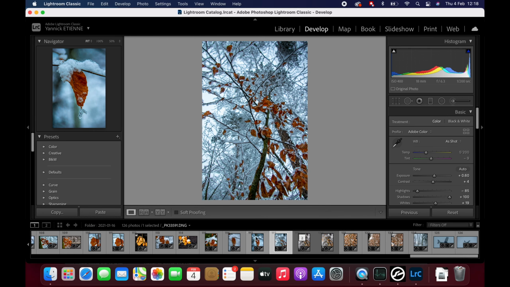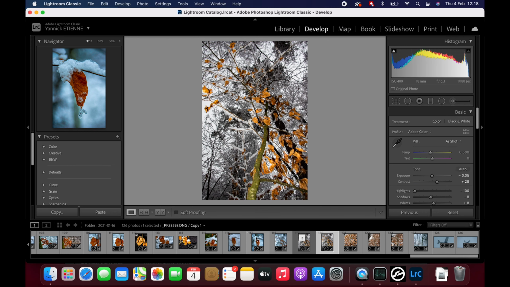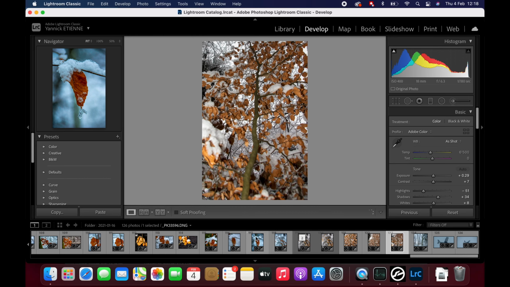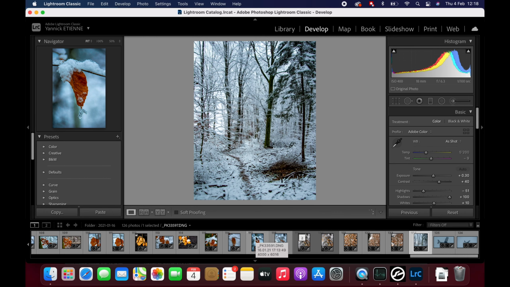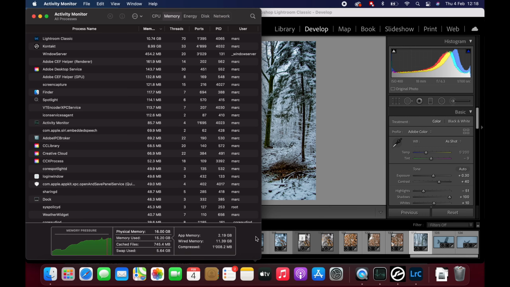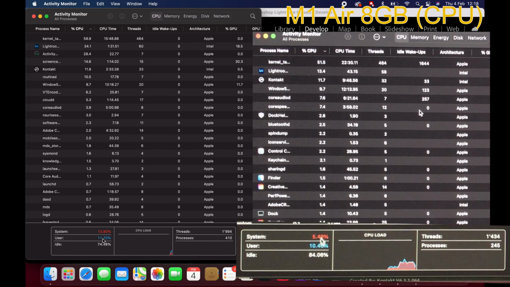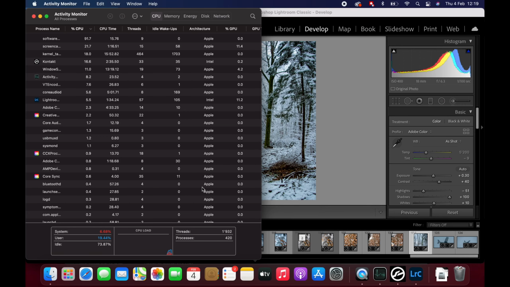I mean, we can change the pictures. And it's okay-ish. It reacts kind of okay. The task switch is also okay. If we look at the CPU usage, it's still really, you know, not under pressure. So it's not the CPU that is the bottleneck, but it's really the memory. So yeah, that's the comparison between the 8 gigabyte and 16 gigabyte version.